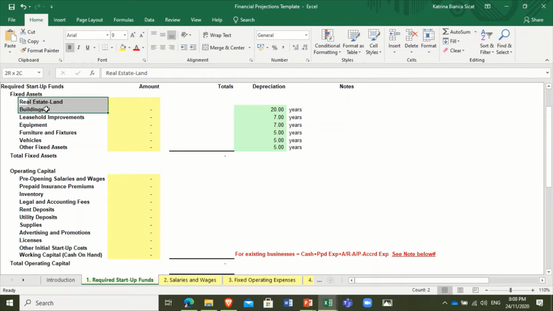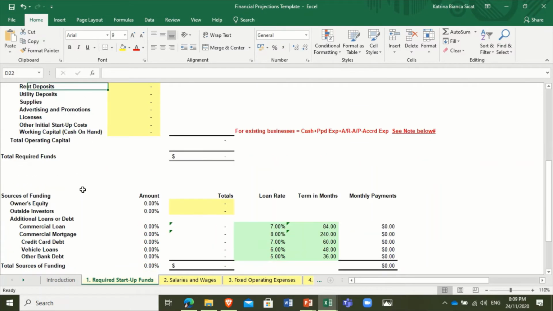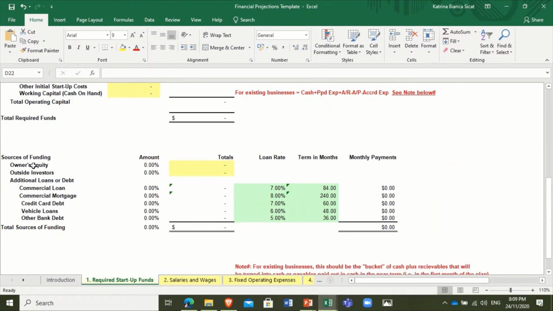Okay? Mawawala 'yan. At dito lang tayo sa rent deposit magkakaroon. Okay? Malinaw ba 'yon? But definitely, of course, you're going to have improvements. Okay? So, yung improvements na yon, yun lang ang maisasama natin dito. Okay, after that, you have to figure out your sources of funding.